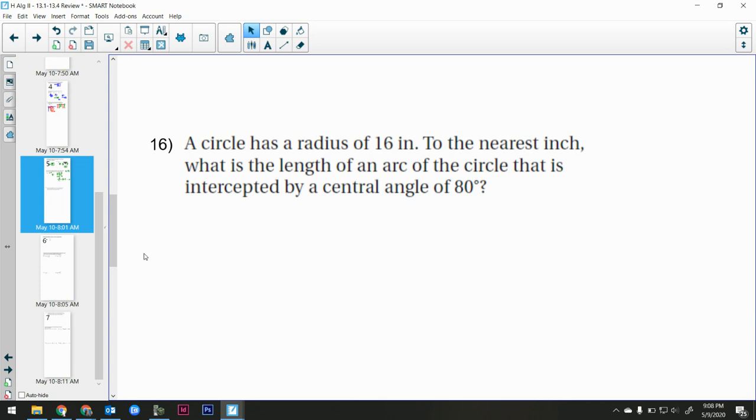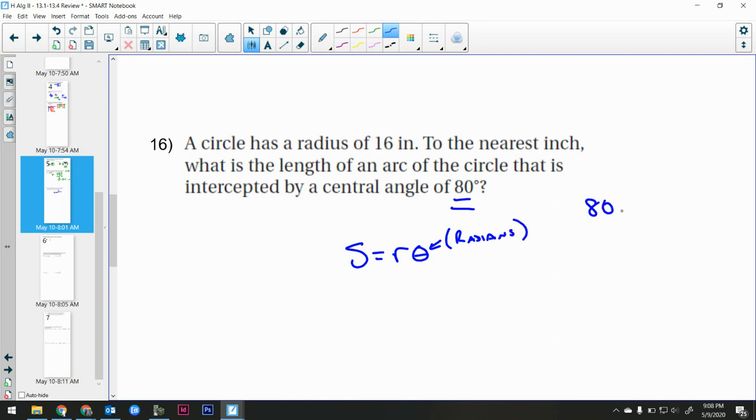Okay. Sorry, here's 16. Go ahead and pause and then play when ready. A circle has a radius of 16 inches. To the nearest inch, what is the length of an arc of the circle that is intercepted by a central angle of 80 degrees? Okay, so it almost gives us everything that we need. The only problem is this 80 degrees is in degrees, not radians, because we know the formula is S is equal to R theta. That's arc length. S being the arc length is equal to the radius times theta in radians, right? So all we have to do is just change 80 into radians.